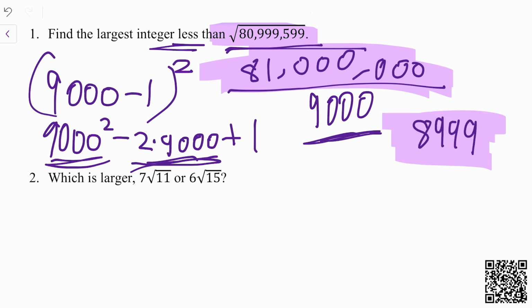That was a lot of zeros. Moving on to problem number 2, which is larger: 7 multiplied by the square root of 11, or 6 multiplied by the square root of 15. And this is not a question to panic on, because you basically just need to solve it.